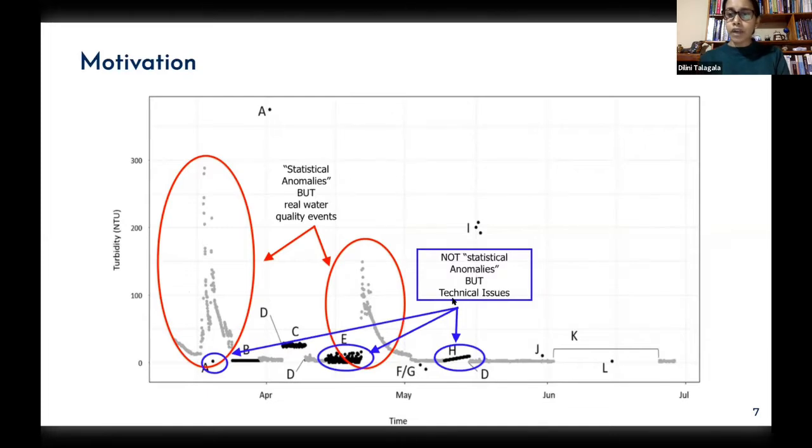According to our definition, this is not a statistical anomaly, but according to water quality experts, these are technical issues. Our challenge is to come up with an algorithm that can detect these as anomalies and avoid detecting those as anomalies. This is the main motivation of our proposed algorithm. Our challenge was to identify these technical issues from these real events and other typical points.